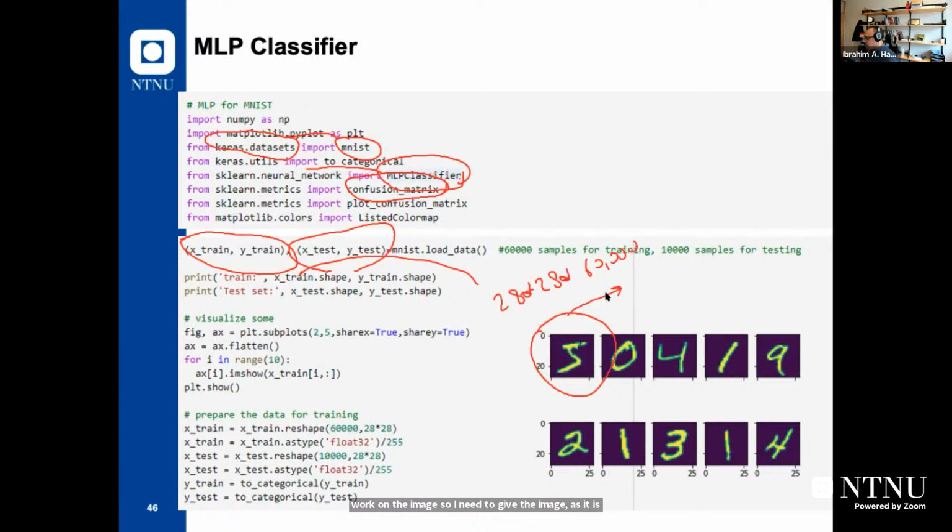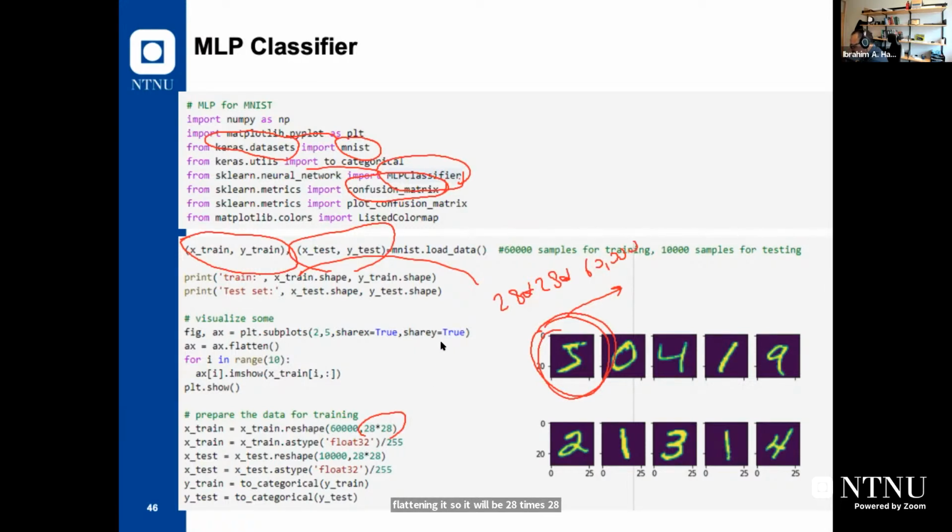But when it's a feed-forward neural network, it cannot understand the image. We need to work at the pixel level. So we need to convert this from this shape into another shape, a vector, not a matrix. This one is a matrix now, 28 times 28, but we cannot use it with a feed-forward neural network, so we need to reshape the data into this dimension. It will be 60,000 images, but we will convert each image into a vector. We will flatten it. So it will be 28 times 28.